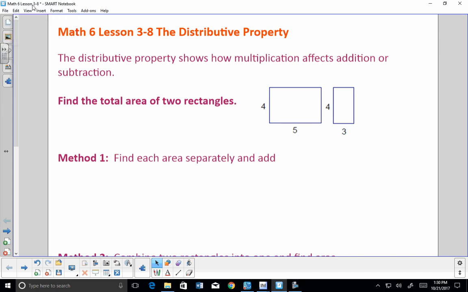This is Math 6, Lesson 3-8, the distributive property. The distributive property shows how multiplication affects addition or subtraction. Let's look at the following two rectangles. We're going to find the total area of the two rectangles. One is 4 by 5 and the other is 4 by 3.